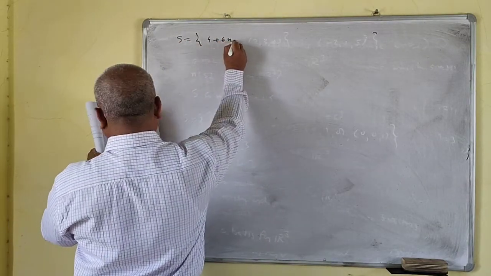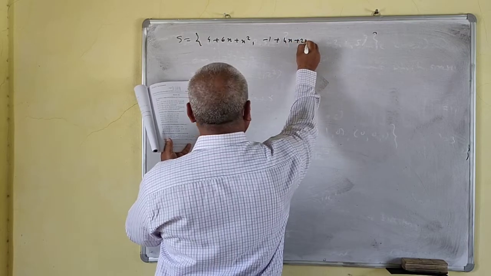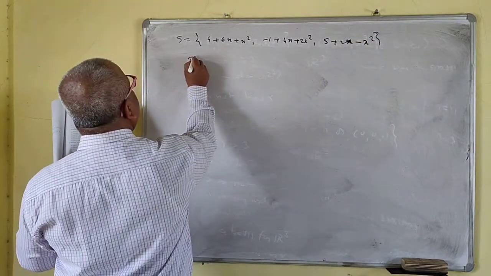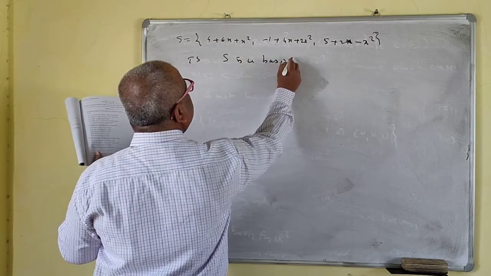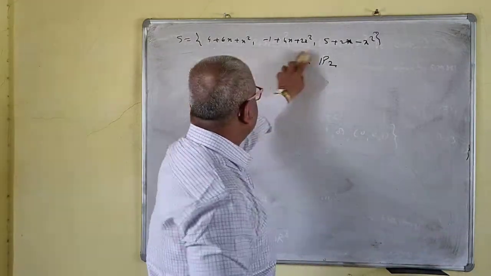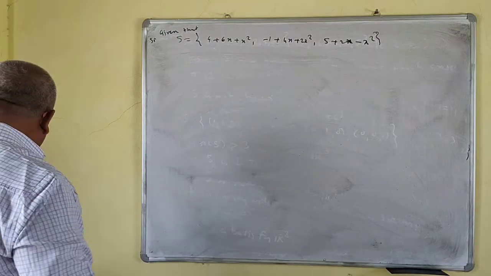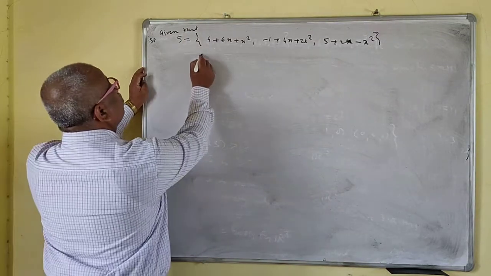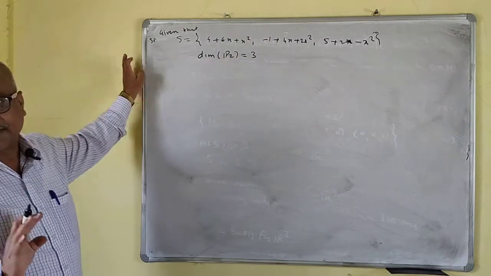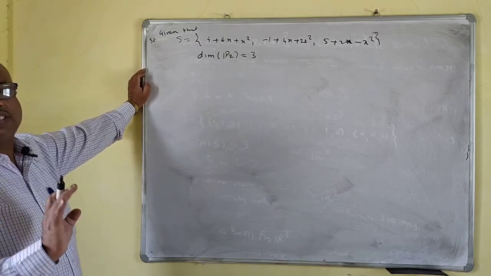S is equal to 4 plus 6x plus x square, minus 1 plus 4x plus twice x square, 5 plus twice x minus x square. Check if S is a basis for P2. Solution: given that S is equal to this. So what will we check? The dimension of P2 is equal to 3. That means S contains 3 vectors. So if S is linearly independent, then S will be the basis. So we only check whether it is linearly independent or not.